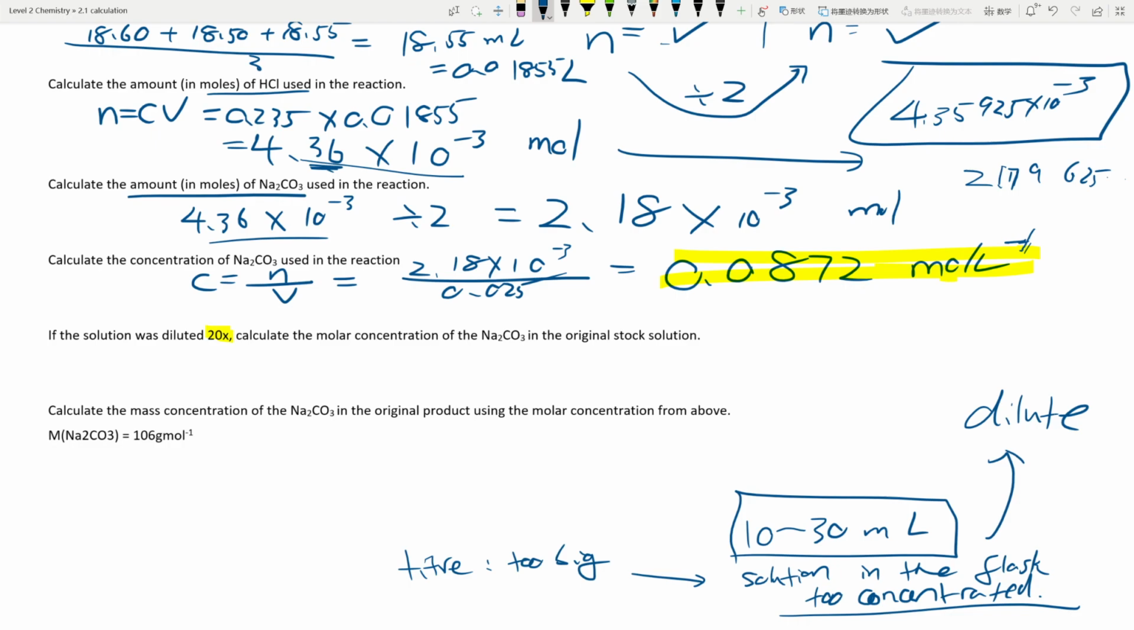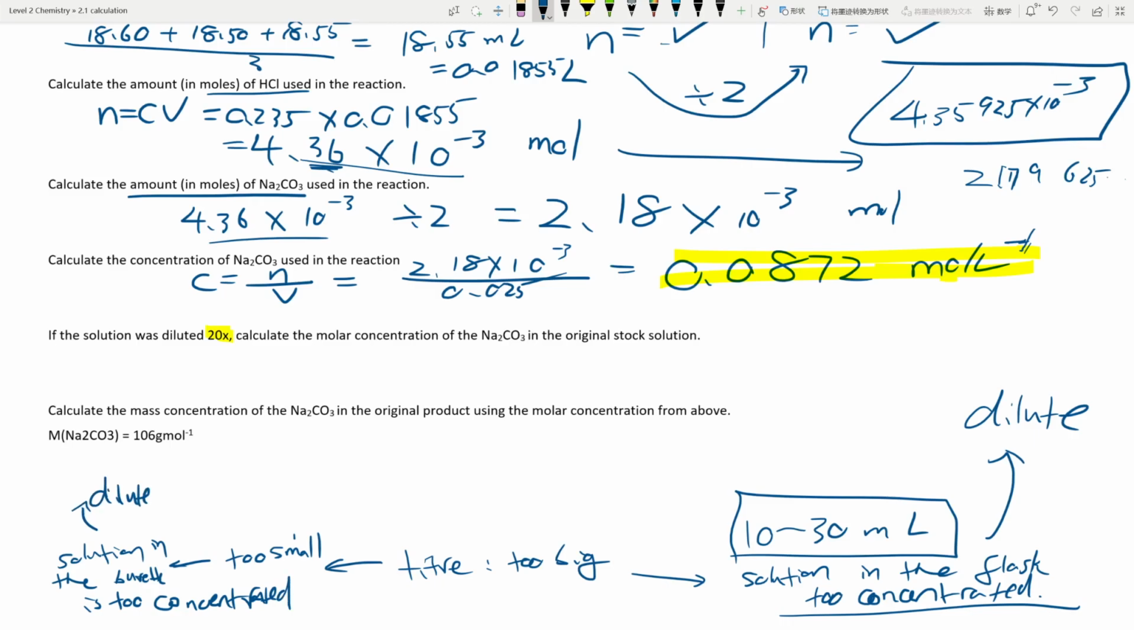We don't want that. If your titer is too small, for example, if it's like 1 mil, that means your solution in the burette is too concentrated. You're using so little to be able to neutralize the thing in the flask. That means the solution in the burette is too concentrated. So what you want to do is dilute this guy.